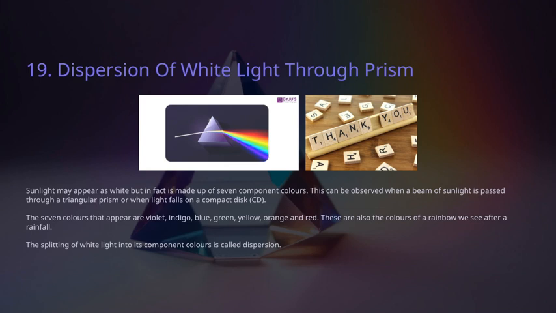This process helps us understand how white light isn't just a single color, but a mix of many, and how it can be separated into its component parts. This concept is central to understanding the nature of light and how different wavelengths behave differently when passing through various mediums.